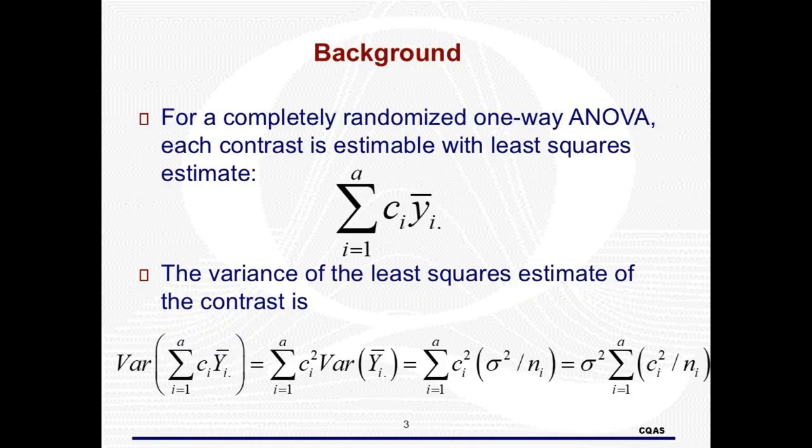Let's review the statistical background. For a completely randomized one-factor ANOVA, every estimable contrast can be estimated using the sample means. The estimate is obtained by replacing the treatment means with their corresponding sample means. The variance of that estimate depends on three things: the coefficients in the contrast, the sample sizes, and the mean square error from ANOVA. One important observation is that once we've fit the ANOVA model, we can investigate many different contrasts without fitting additional models. Everything we need is already contained in the treatment means and the MSE.